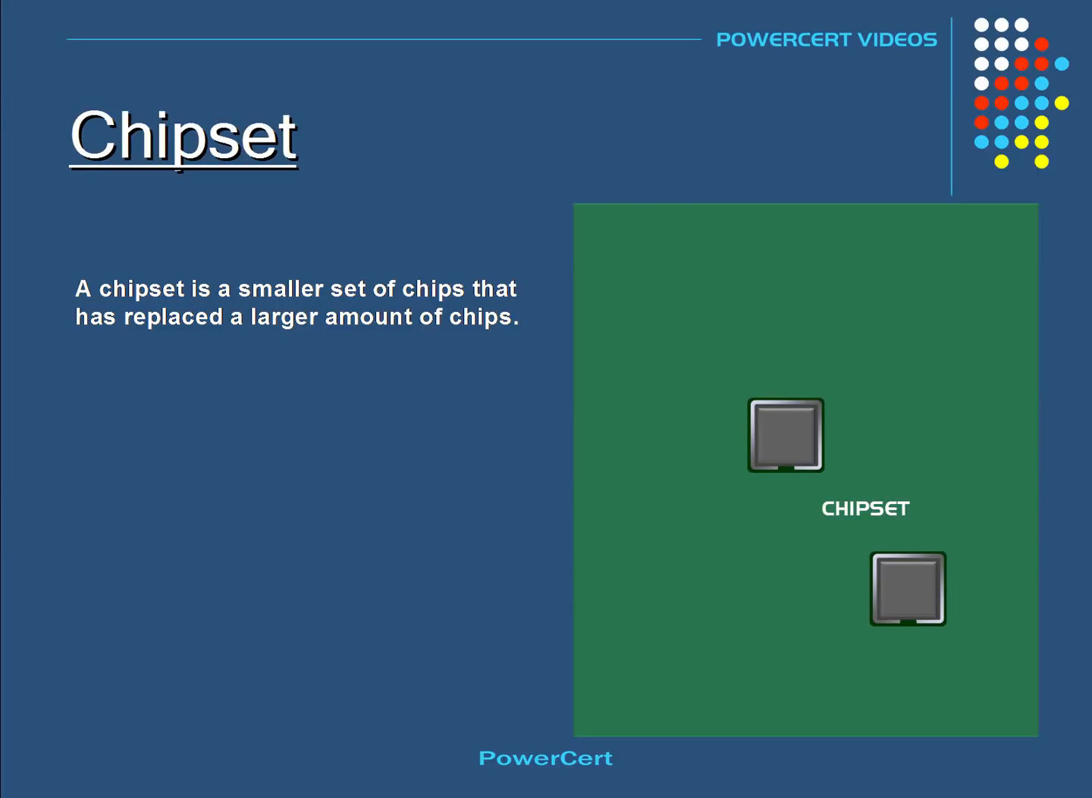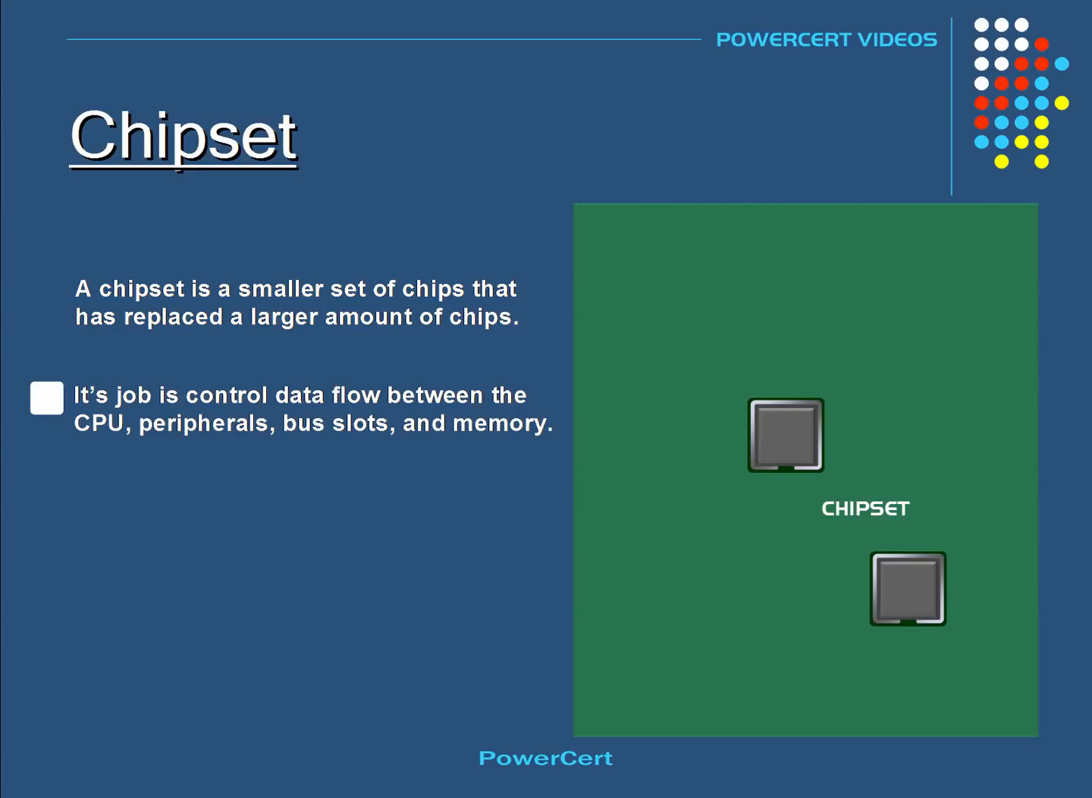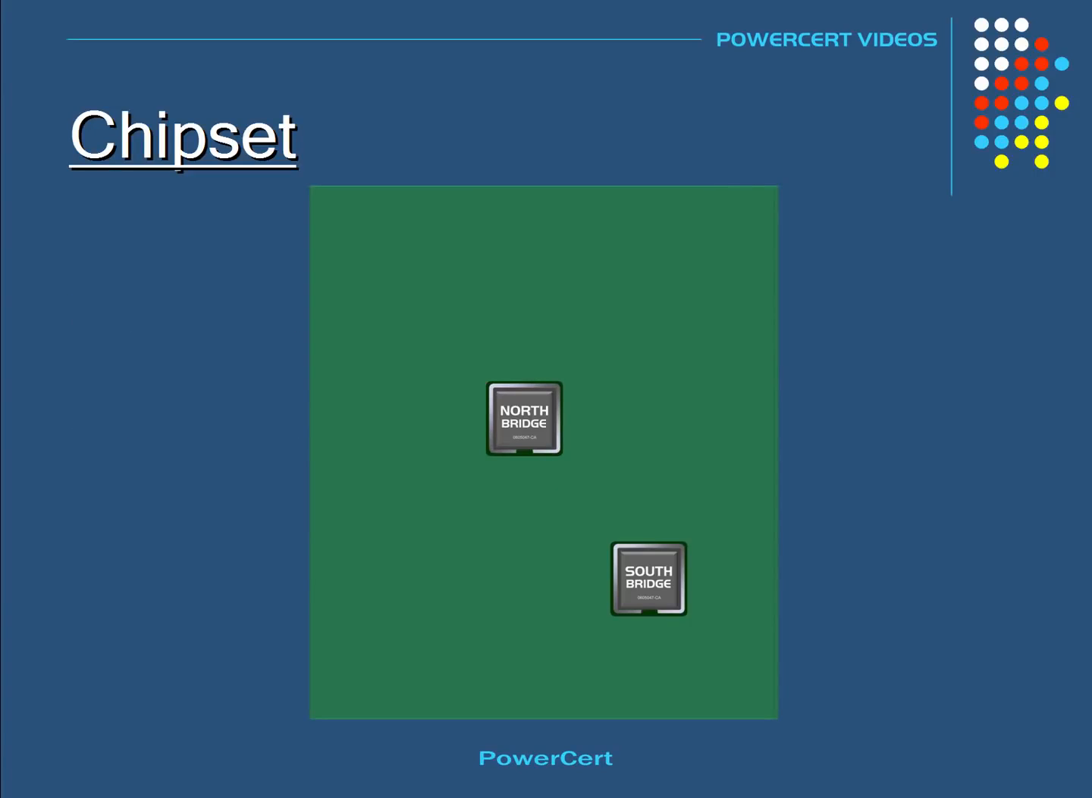The chipset's job is to control data flow between the CPU, the peripherals, bus slots, and memory. So all of the different parts of the computer communicate with the CPU through the chipset. The chipset basically consists of two chips. One is called the North Bridge, and the other is called the South Bridge.